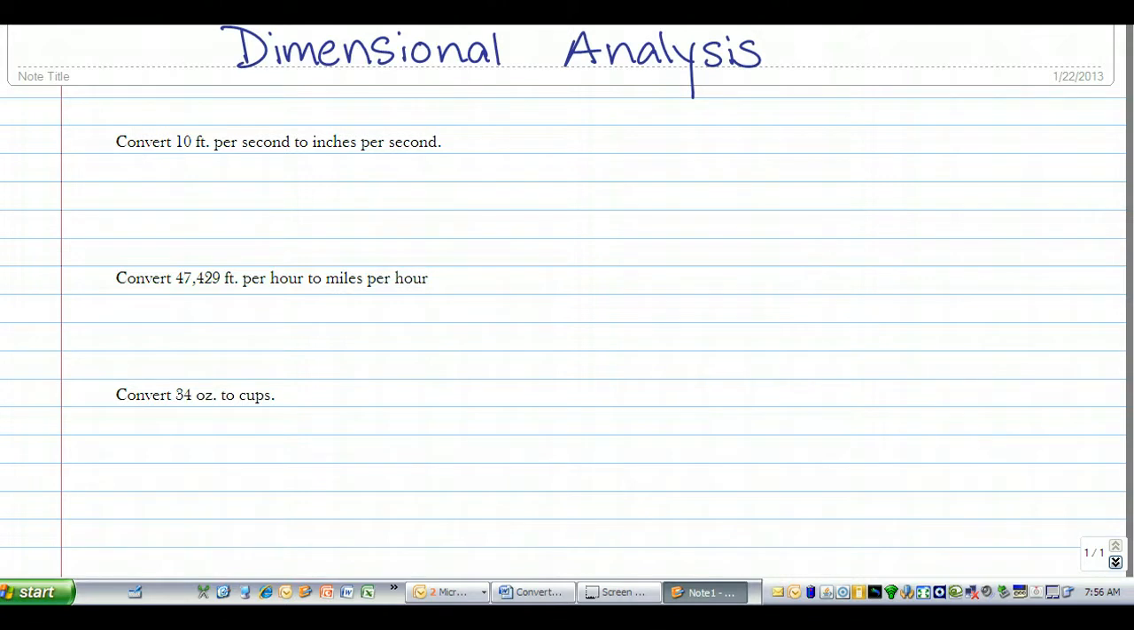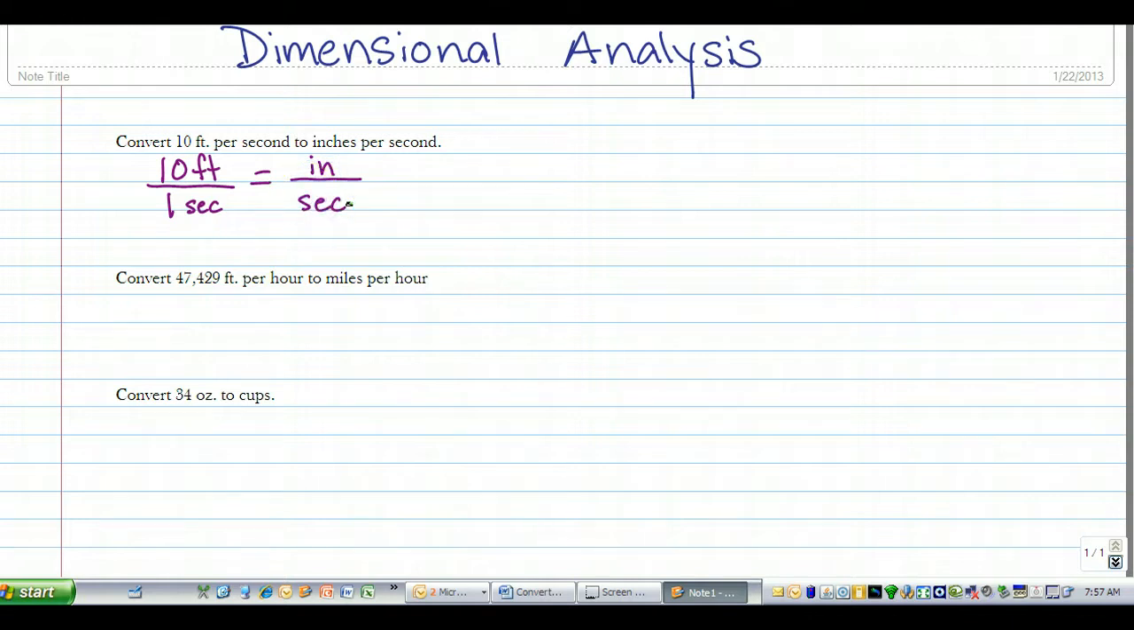All right, so let's tackle this first one. Convert 10 feet per second to inches per second. So you start off creating a proportion, writing down the things that you know. So we want 10 feet per second. Remember, per means one. So 10 feet per second, and we want to convert that to inches per second. Okay, so I have inches per second.